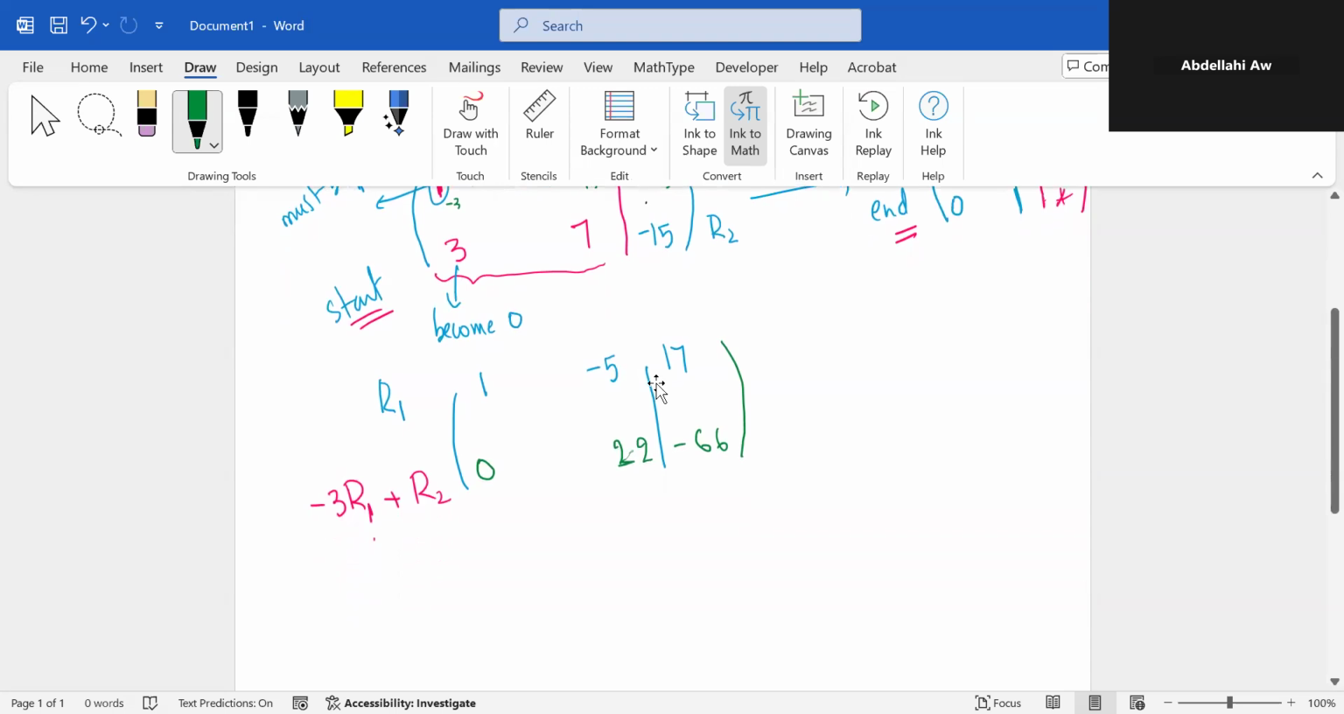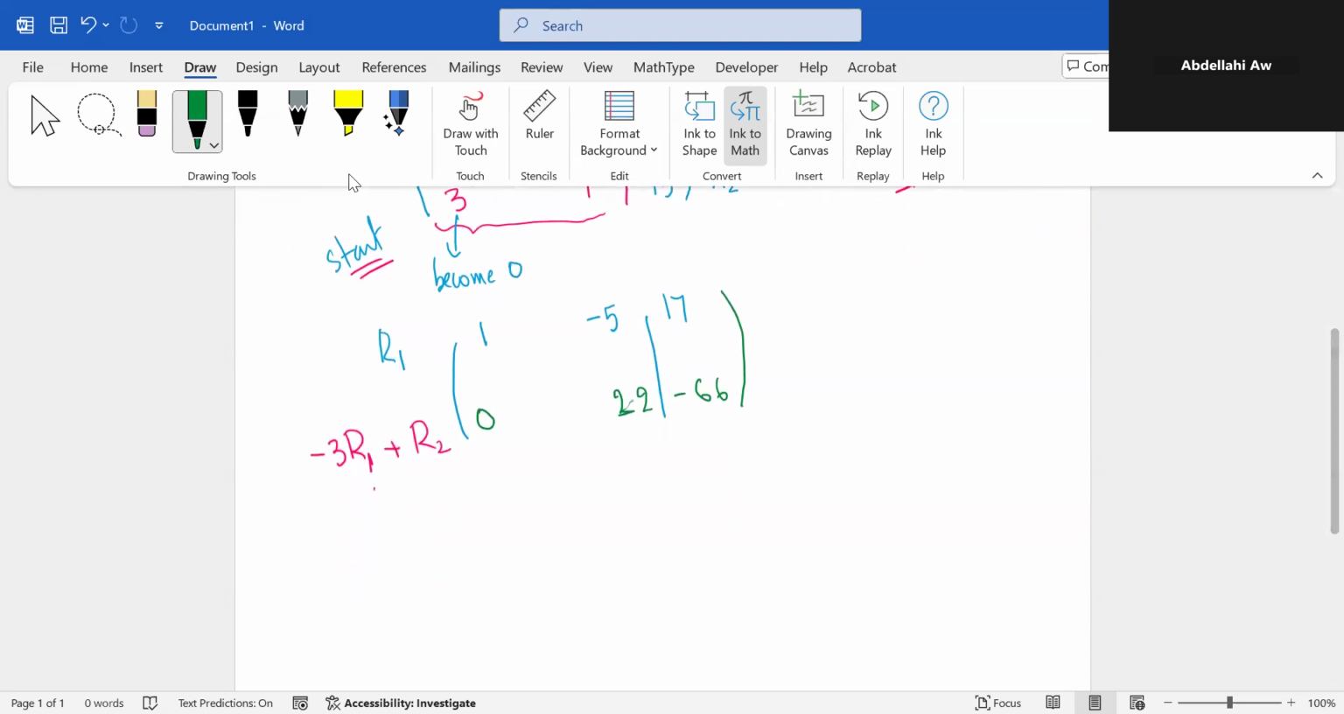So, all right, what is the next step? What is my next target? My next target is this one right here. On this corner, I need it to become 1.